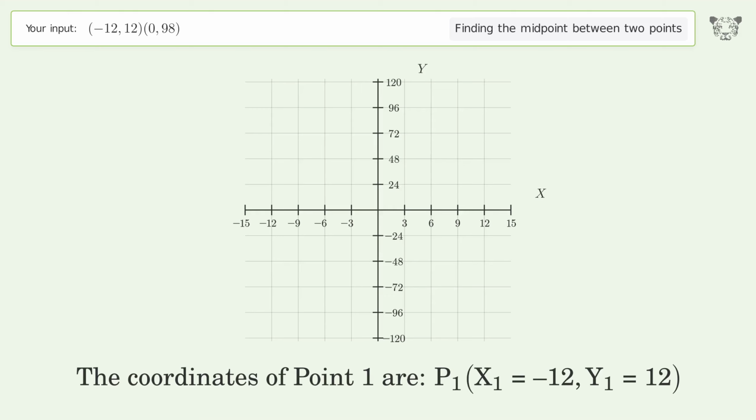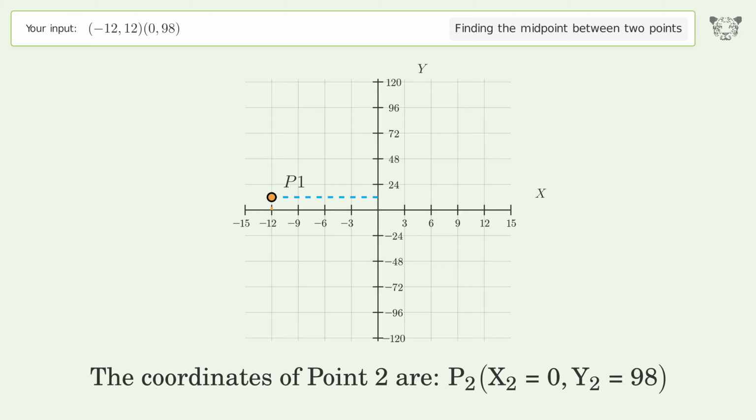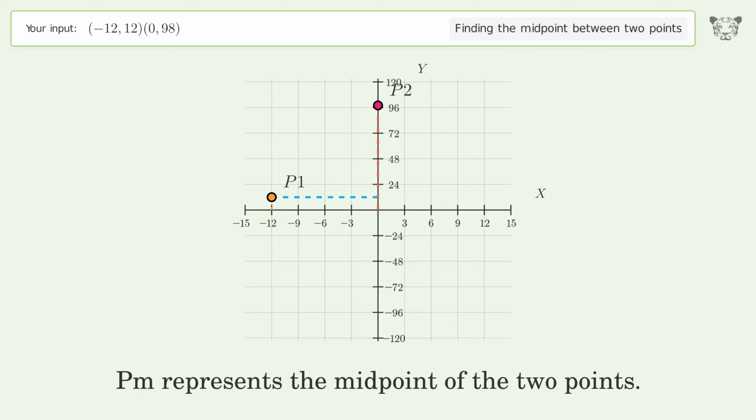The coordinates of point 1 are, x1 equals -12, y1 equals 12. The coordinates of point 2 are, x2 equals 0, y2 equals 98. PM represents the midpoint of the 2 points.